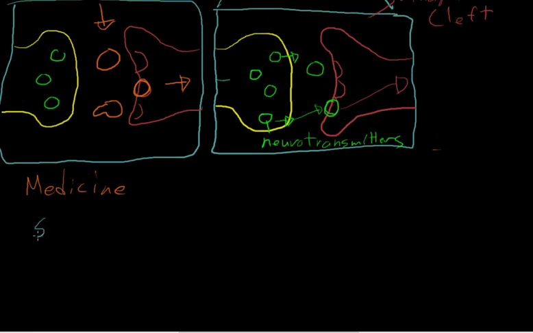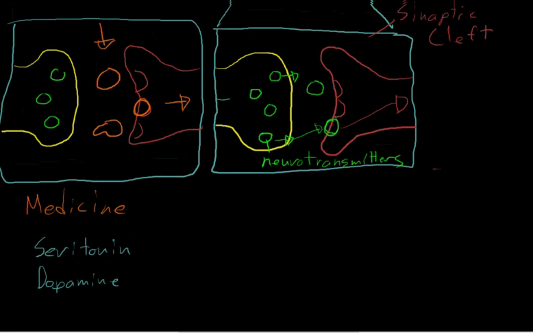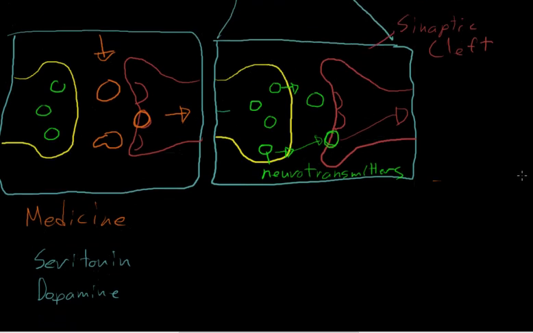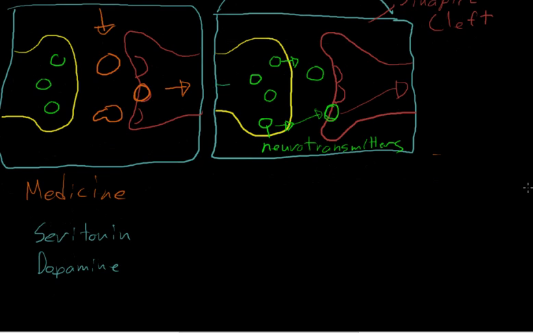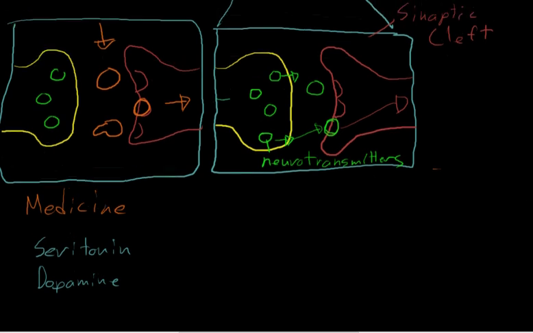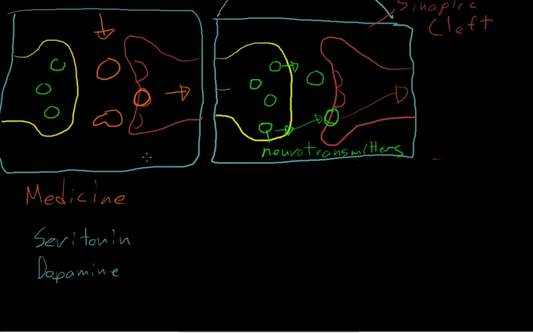Serotonin and dopamine. And these all have different effects, complex effects. They affect different people differently, and I don't want to get into what each neurotransmitter does in this video, but maybe I'll make more videos on that.